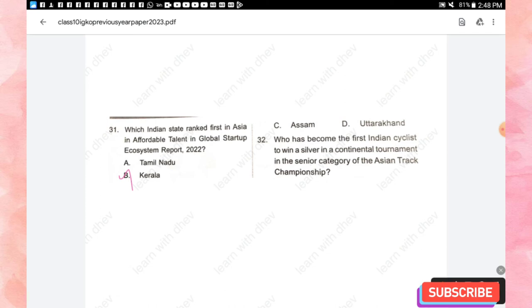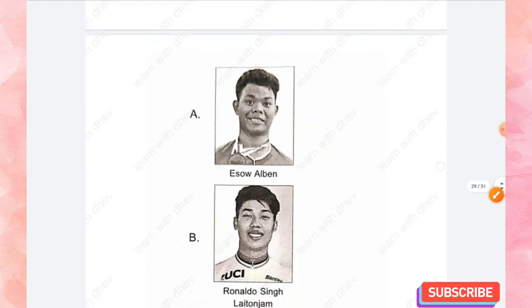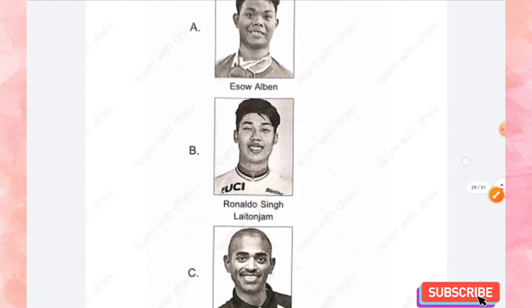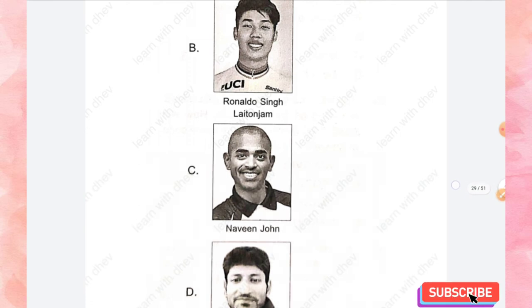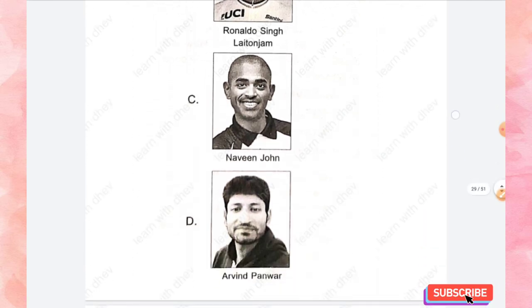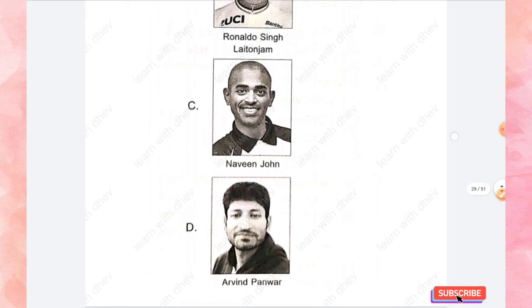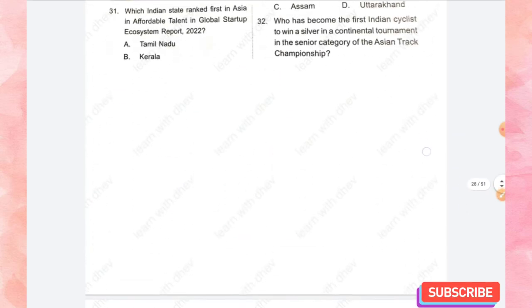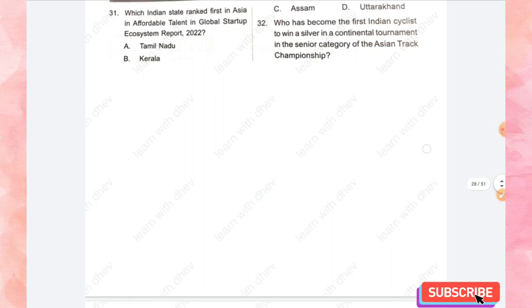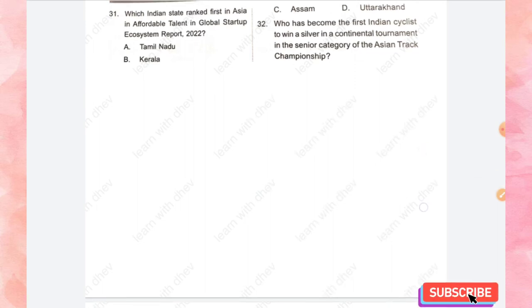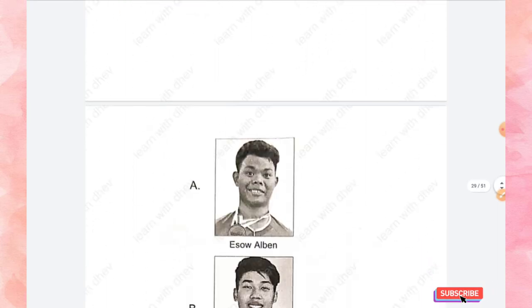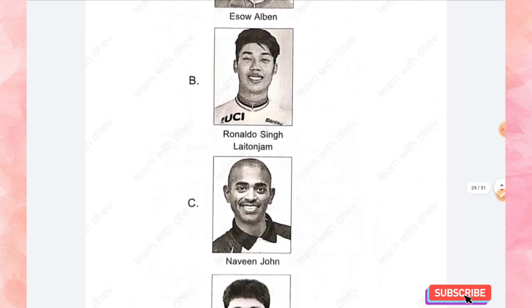Question number 32. Who has become the first Indian cyclist to win a silver in a continental tournament in the senior category of the Asian Track Championship? Option A, Esow Alben. Option B, Ronaldo Singh Laitonjam. Option C is Navin John. Option D is Arvind Panwar. So the question is, who has become the first Indian cyclist to win a silver in a continental tournament, right? So the right answer is option B, Ronaldo Singh Laitonjam.